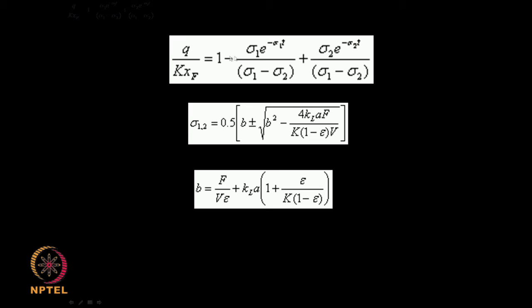So, do not get scared of this. What this relationship gives you is how Q varies with respect to time. K is the equilibrium constant for a linear system, and Xf is the amount of solute that is entering in the feed liquid, and so on.